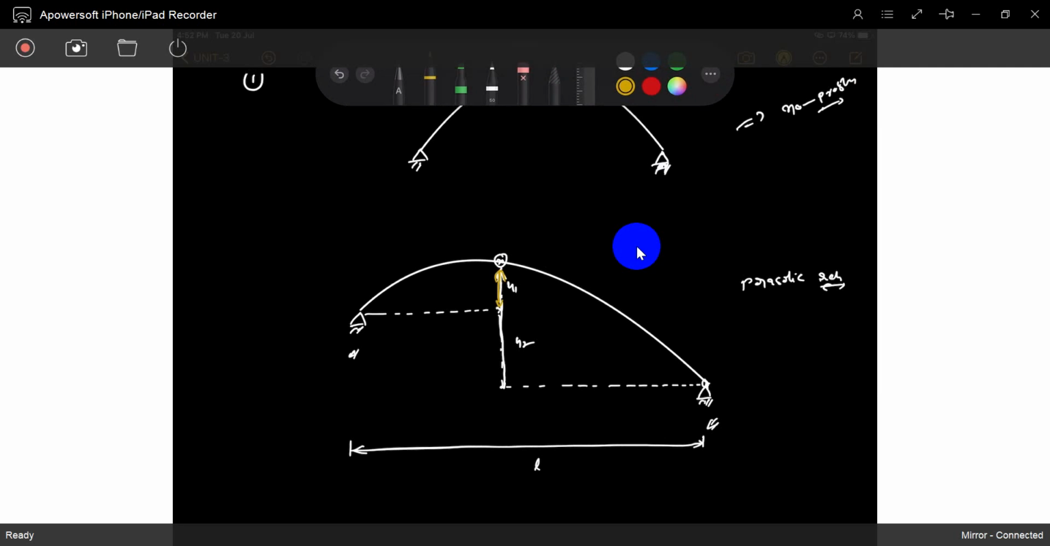So for this AC, this is B. So the BC arch has a rise of H2, and the AC arch has a rise of H1. These are all parabolic.